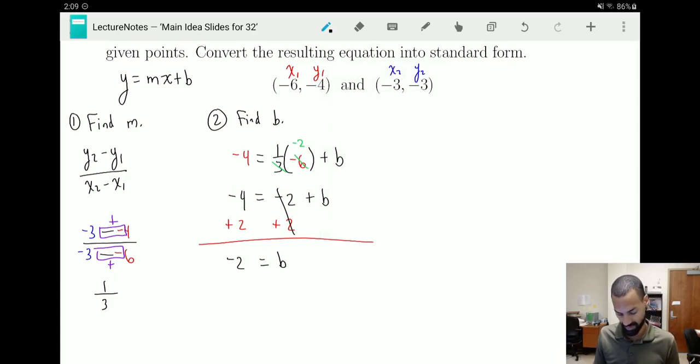So there we have an equation. Negative 2 equals b. So we found b. b is negative 2. Okay, so we have m and we have b. So finally, let me go ahead and write it down here. y equals 1/3 x minus 2.